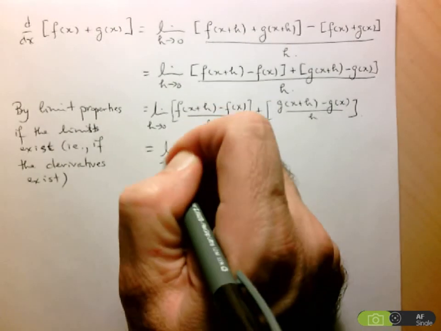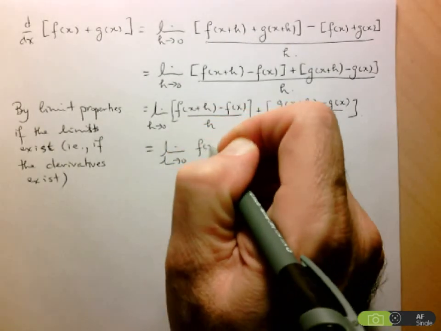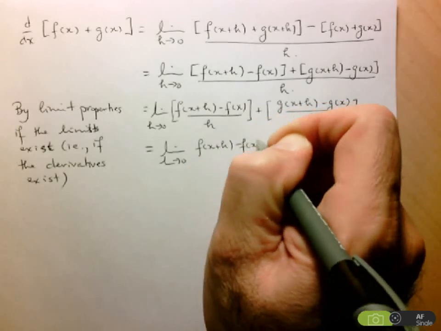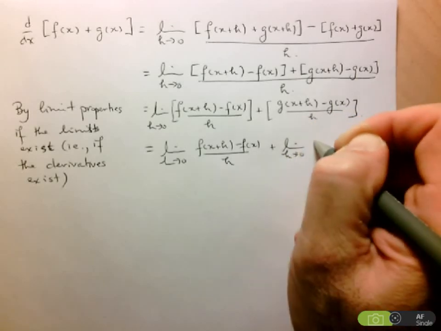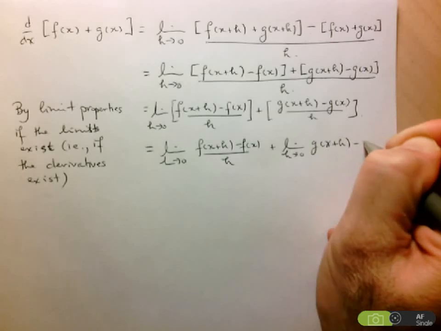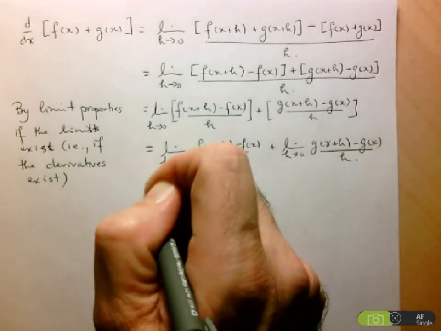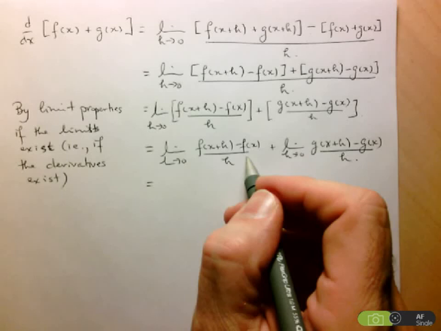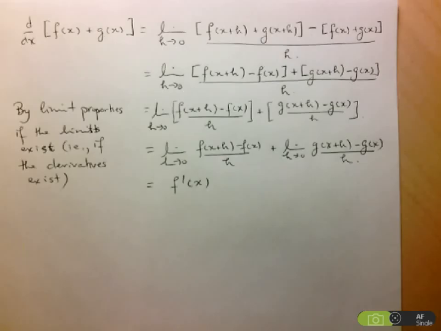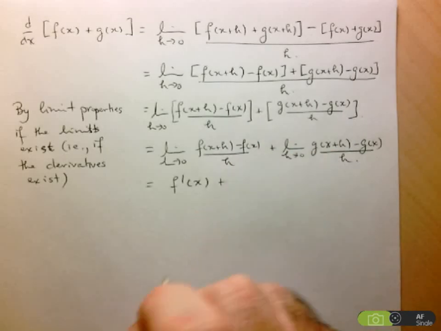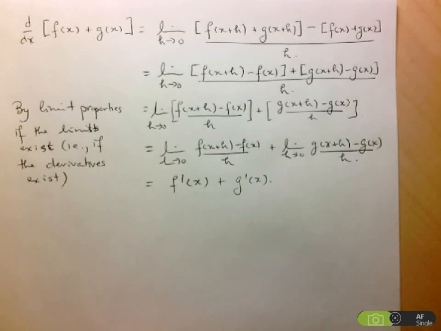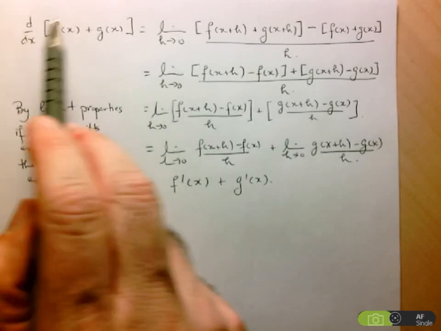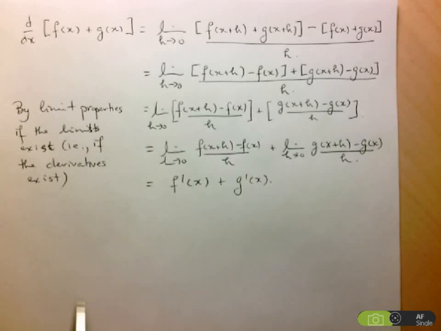We can write that this is equal to the limit as h approaches 0 of f at x plus h minus f at x all over h, plus the limit as h approaches 0 of g at x plus h minus g at x all over h. And this first expression here just represents the derivative of f with respect to x, and this second limit represents the derivative of g with respect to x. We'll use the same notation when we write out our note, but essentially this tells us that the derivative of the sum of functions is equal to the sum of the derivatives.